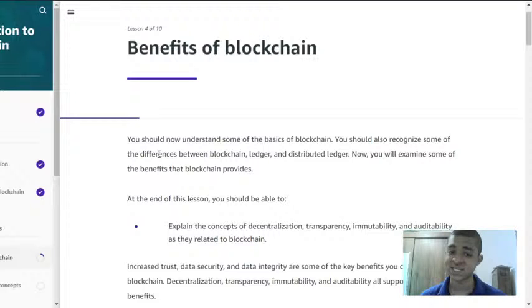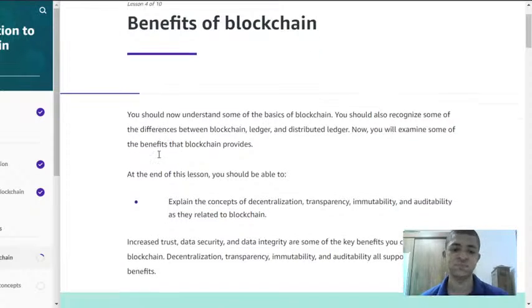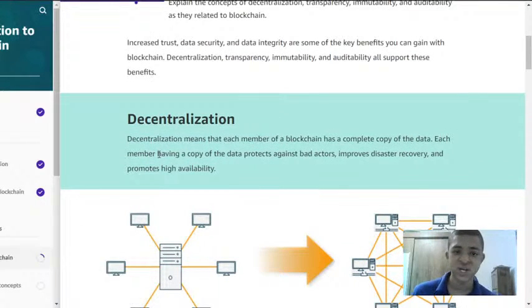Increased trust, data security, and data integrity are some of the key benefits you can gain with blockchain. Decentralization, transparency, immutability, and auditability all support these benefits. Decentralization. Decentralization means that each member of a blockchain has a complete copy of the data. Each member having a copy of the data protects against bad actors, improves disaster recovery, and promotes high availability.